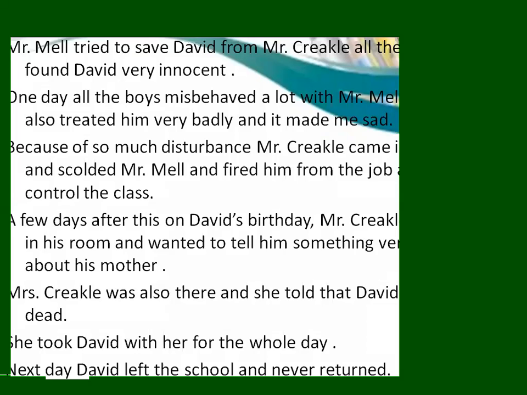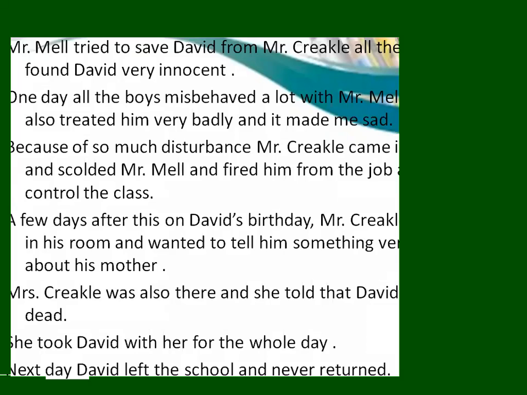Mr. Creakle and Mrs. Creakle both were over there, and they had very sad feelings on their faces. Whether we are thinking about something, or whether it is happiness or sadness, it shows on our face. वो हमारे face से प्रोमिनेंट हो जाती है.